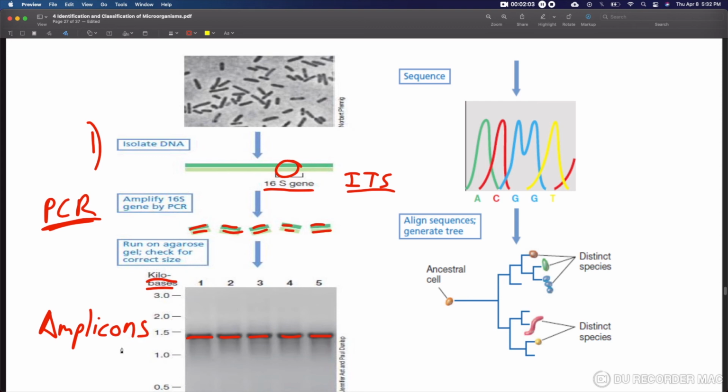What we'll do now with the amplicon is subject it to sequencing. This is the second step. In sequencing, there are a lot of sequencing technologies out there. We have Illumina sequencing, Pyrosequencing, and Sanger sequencing.